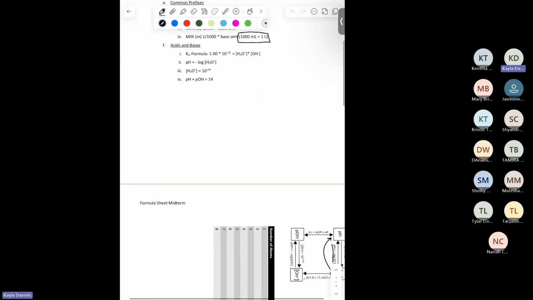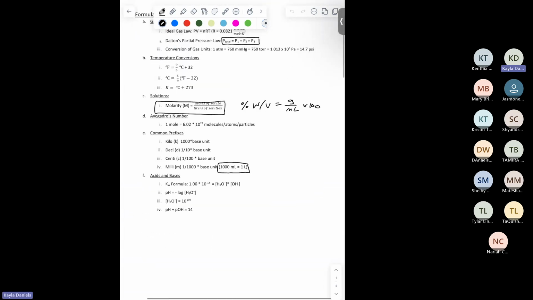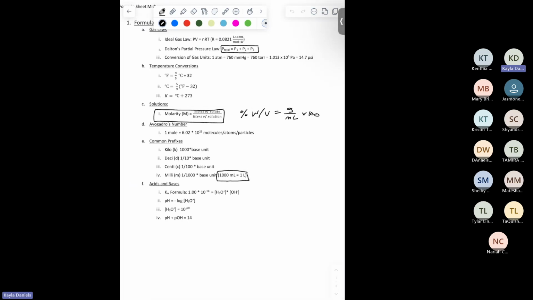Do I need to add the dilution equation too? I need to edit this reference sheet before I post it. It's kind of a good thing that I'm going through this. Okay, so it would go under solutions. So the dilution equation is C1V1 equals C2V2.